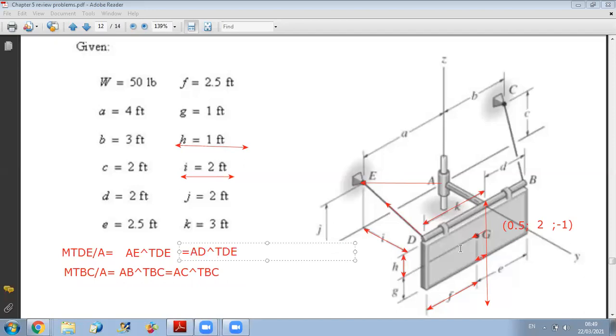Now, for the moment of the weight, what is the position vector? It's AG. So when you want to do the moment of the weight about A, the moment of the weight about A is equal to AG vectorial the weight, vectorial W. So now, once we have found the expression of all the components needed, we just have to write our 6 equations. So let us see together the numerical calculation.